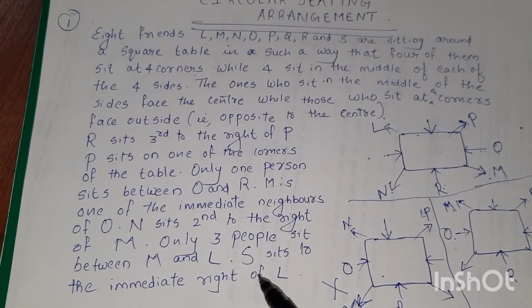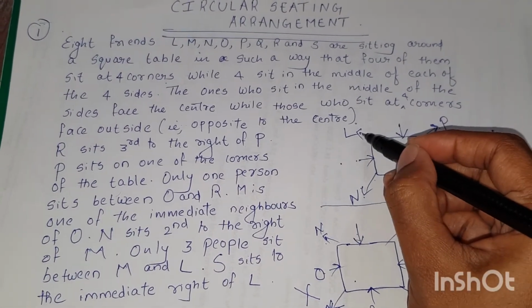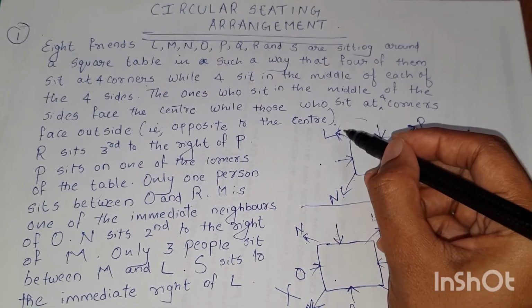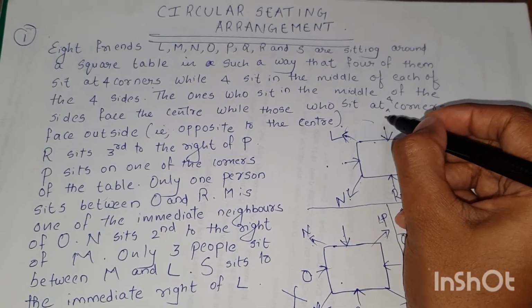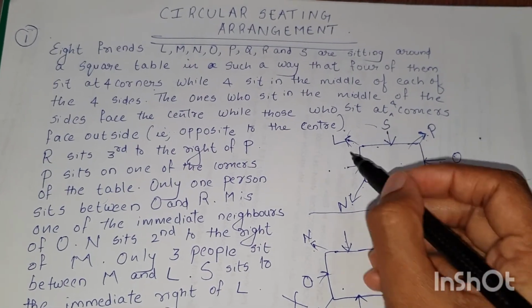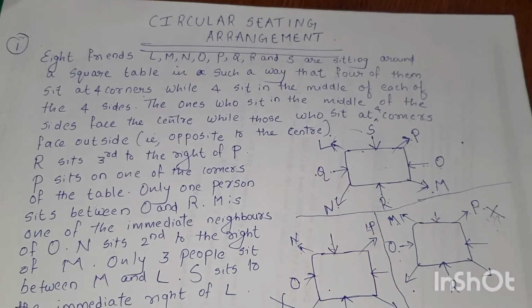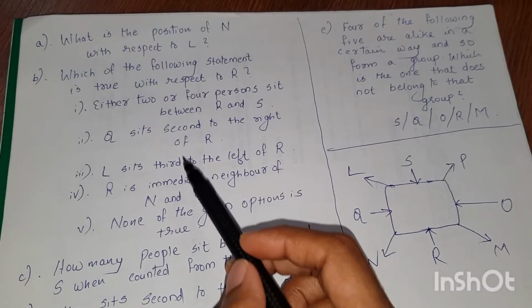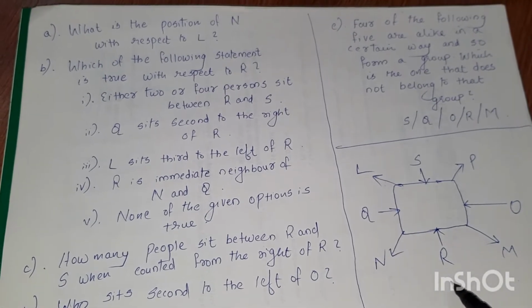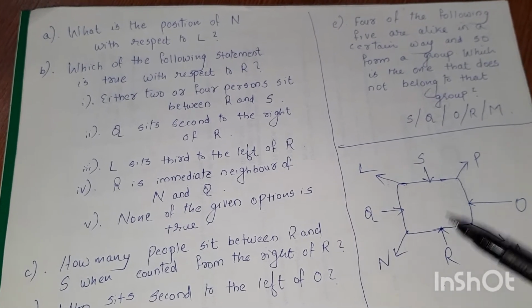S sits to the immediate right of L. Facing outside the center means his right is here in the clockwise direction. So to the immediate right of L, who is sitting? S. Okay. So the other friend is Q. Q should be here. So this is the correct diagram. Now these are the 5 questions and this is our diagram, the one obtained from the conditions.